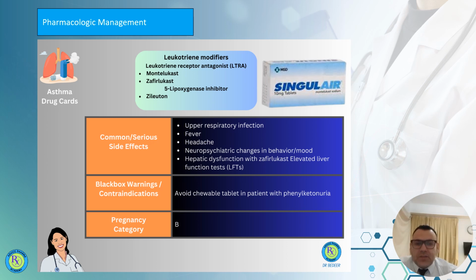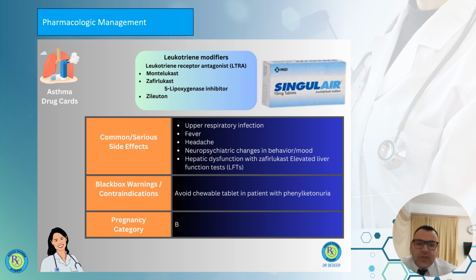Leukotriene modifiers, there are two groups: leukotriene receptor antagonists, which are montelukast and zafirlukast, and lipoxygenase inhibitor like zileuton. The most commonly used is Singulair, which is montelukast. So it is a leukotriene receptor antagonist. As you know, leukotrienes play an important role in asthma. If you block these receptors where leukotrienes work, you will get a benefit from reducing asthma attacks. So it is a preventer in nature, usually used to prevent asthma.